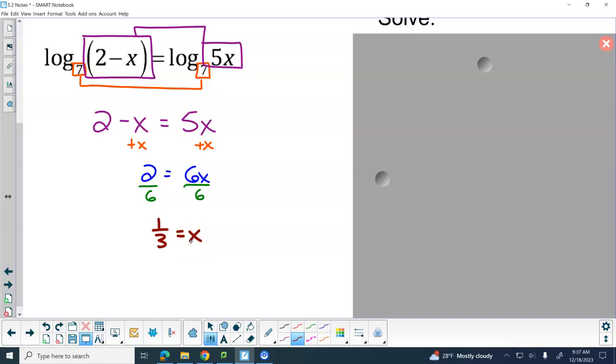2 minus 1/3 is 5/3. 1/3 times 5 is 5/3. Log base 7 of 5/3 is equal to log base 7 of 5/3.